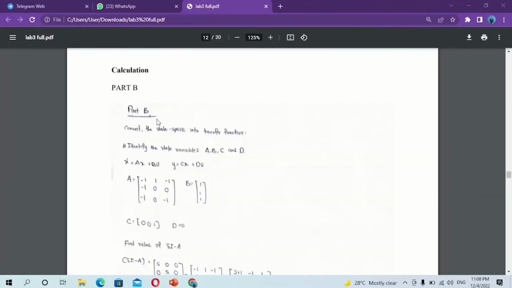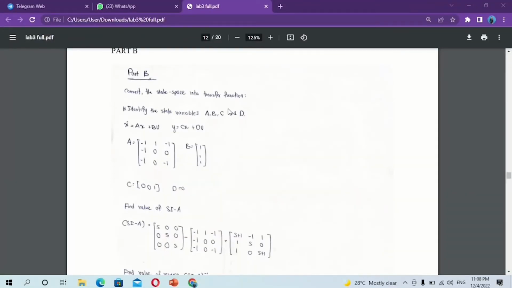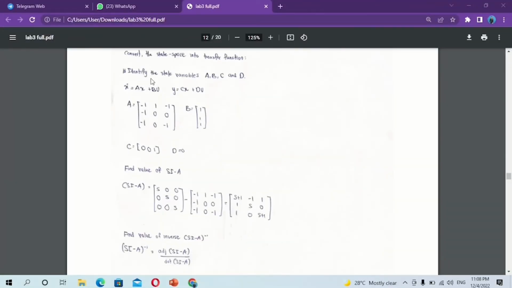In part B, for the calculation, first we need to convert the state space into the transfer function. The first step is to identify the state matrices A, B, C, and D. In this case, A is equal to this matrix, B equals this matrix, and C equals this matrix, which we can get from the output, while D is equal to 0.